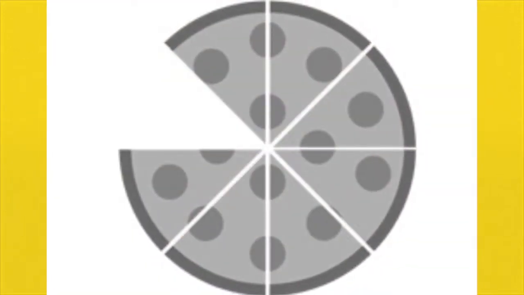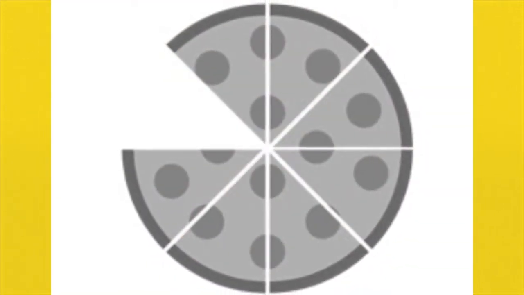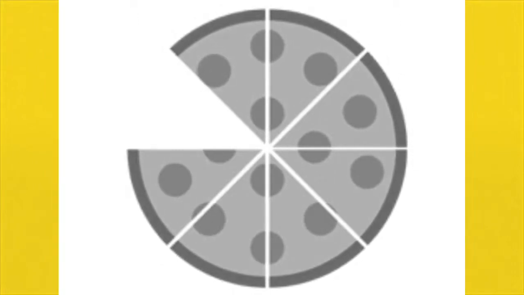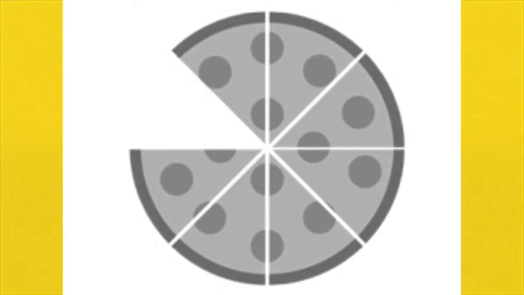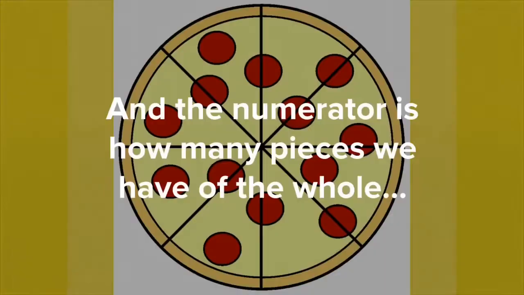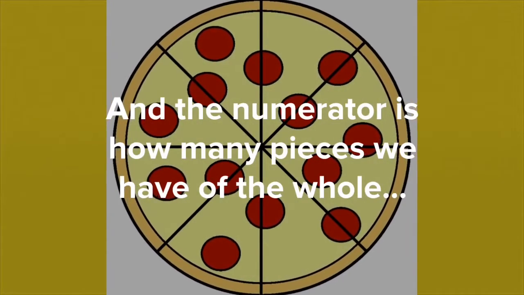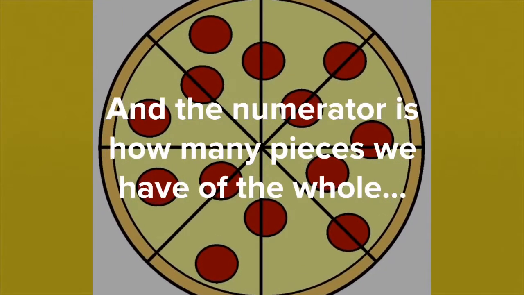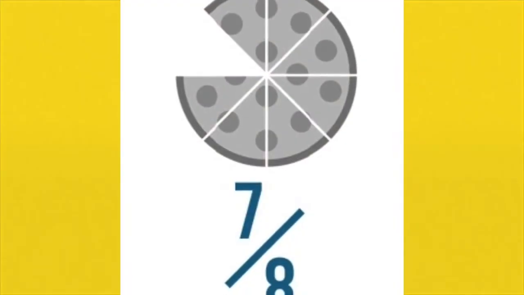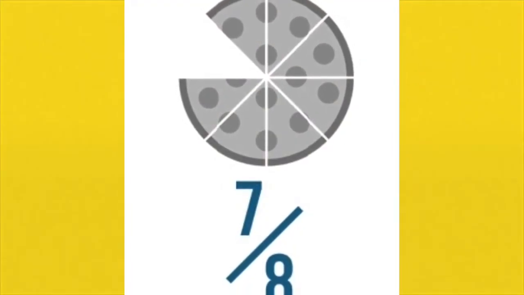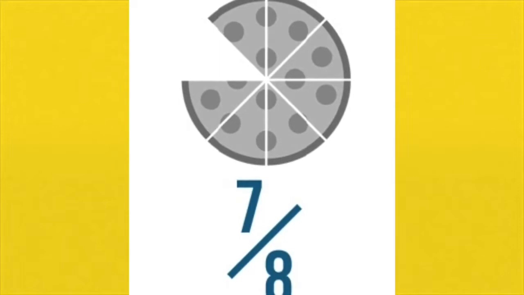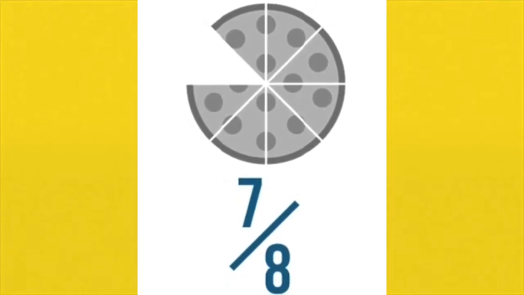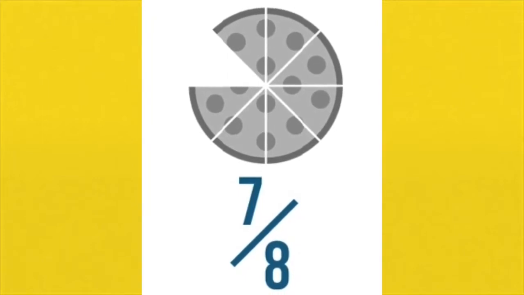Let's count the pieces. 1, 2, 3, 4, 5, 6, 7. There are 7 pieces left. So if the numerator is how many pieces we have of the whole, that makes 7 pieces left. So we have 7 pieces out of the original 8 pieces of the whole pizza, making our fraction 7/8.